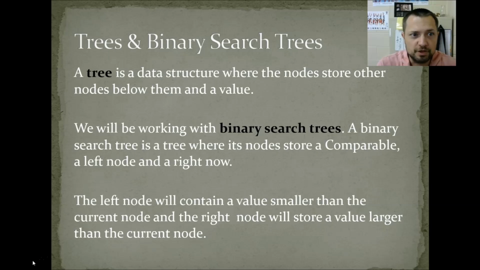Trees and binary search trees. A tree is a data structure where the nodes store other nodes below them and a value. We'll be working with binary search trees. A binary search tree is a tree where its nodes store a comparable, a left node and a right node. The left node will contain a value smaller than the current node. The right node will be a value that is larger than the current value.